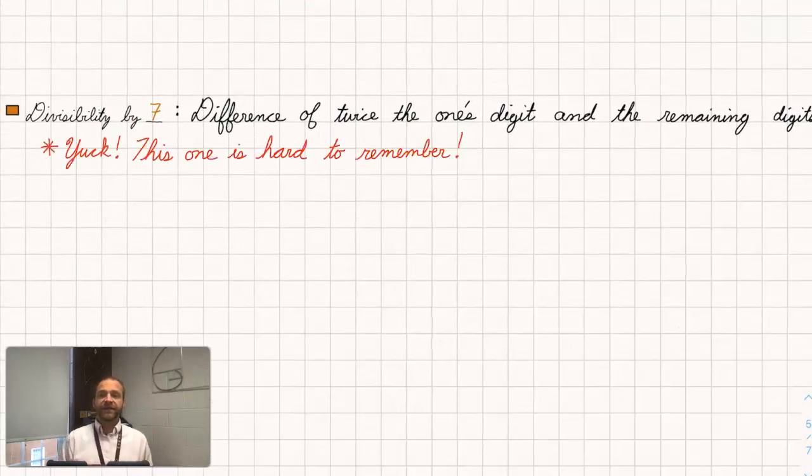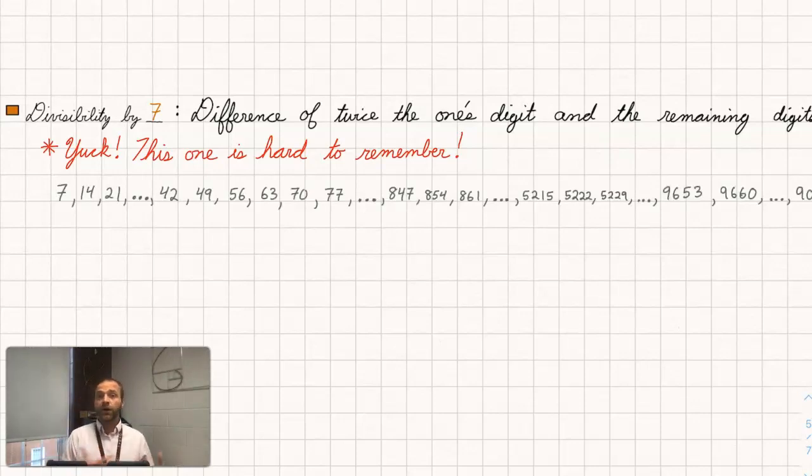Now here's my opinion about this. Yuck. I don't even really remember this one because it's got multiple steps on it. It's a little bit harder than the others. If I'm going to check for divisibility by 7, I'm probably going to work through all the other numbers first. This one is really hard to remember. And so it's not one that you're going to really reach in your back pocket and grab. It's one you're probably going to avoid. And it's completely understandable, because you're going to have to remember that rule. Okay, I got to do twice the 1's digit and then subtract that value from the remaining digits. And by the way, what does that mean?